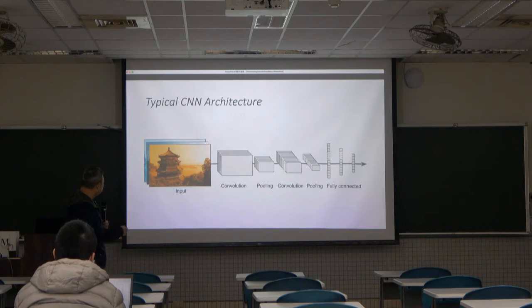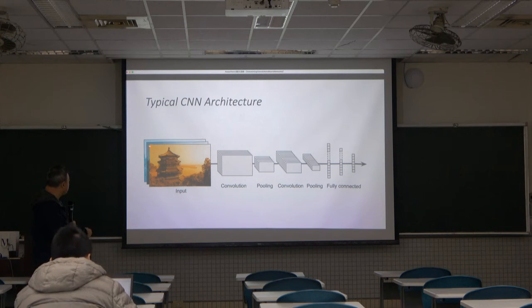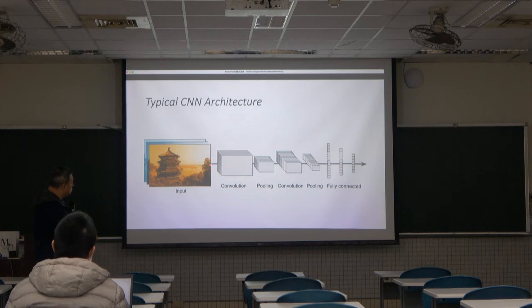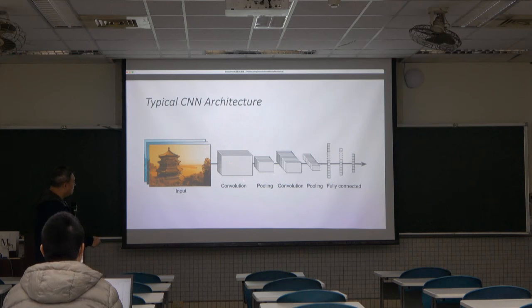So you have an input image. Why do we have multiple layers? Remember, we have different channels for different colors, for RGB. So normally, if it's a color image, we have 3 channels. Then we have a convolutional layer, which will create a number of feature maps. And if you use a pooling layer, the feature map gets smaller.